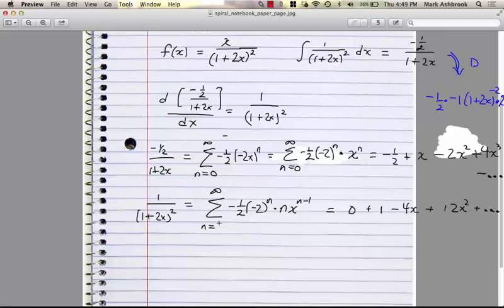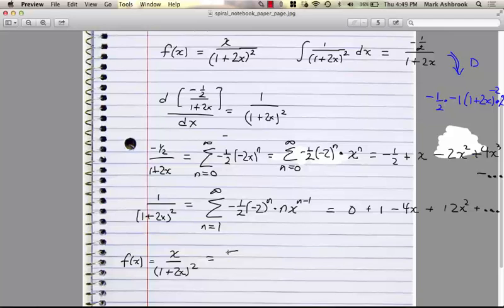And then if we do it starting at 1 like we did last time, the first term we get is this 1. Okay? And then we get the minus 4x and the plus 12x squared, starting from 1. So now to get this function, f of x is x over 1 plus 2x squared. It's just going to be this thing times x.